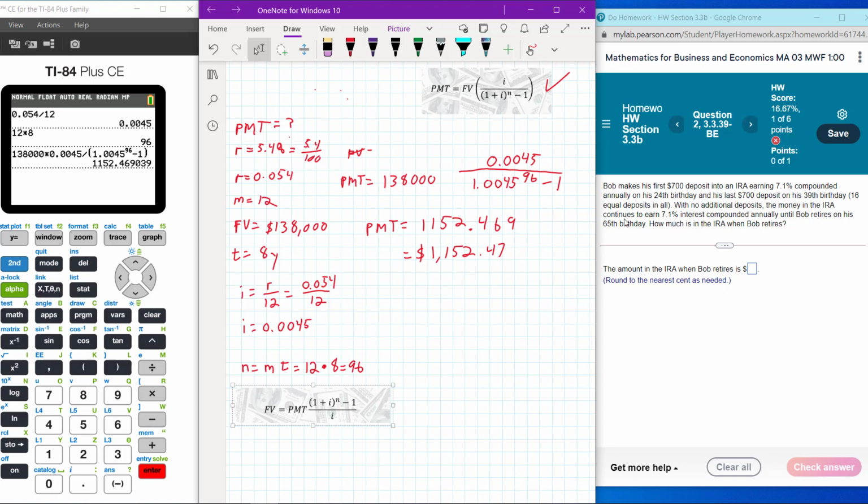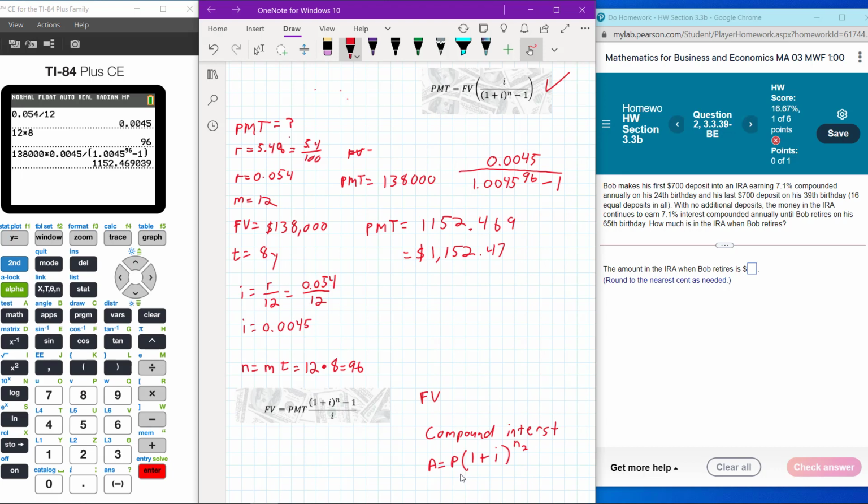And the question here is, how much money is in that IRA? Well, notice Bob is making deposits until his 39th birthday, which is 16 deposits. During that time, this account is essentially an annuity because he's making periodic deposits. However, once he stops making the deposit, the account is still earning compound interest, but once the payment stops, then we have a compound interest problem.